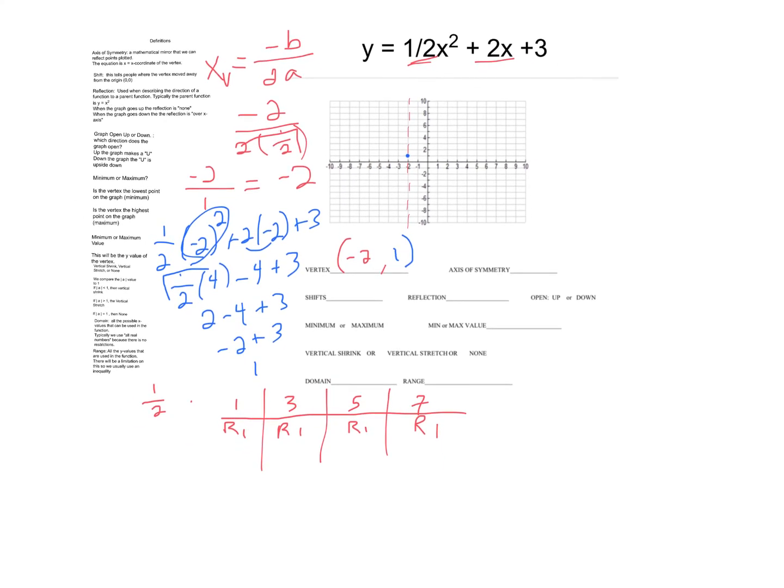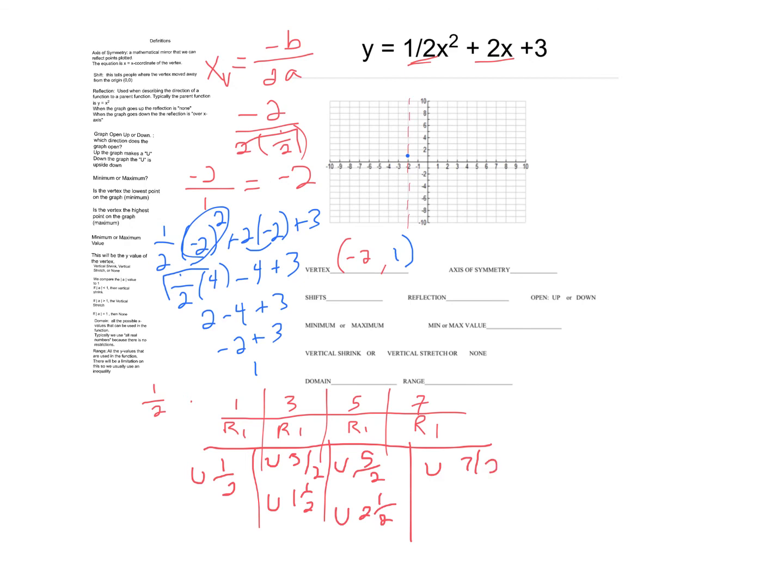Alright, so here we go. 1/2 times 1 is positive 1/2, so we're going to go up a half. We're going to go 1 times a half is up 3 halves, or technically we're going up 1 1/2. Okay. 1/2 times 5 is up 5 halves, which is up 2 1/2. And 1/2 times 7 is up 7 halves, which is up 3 1/2. Okay, a little bit tricky, but we'll do okay.